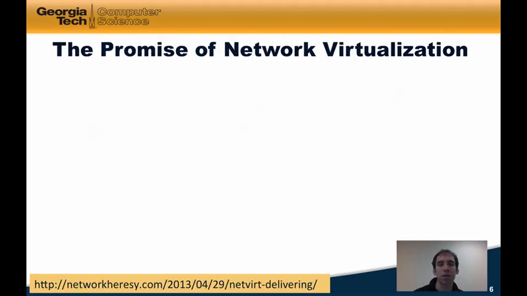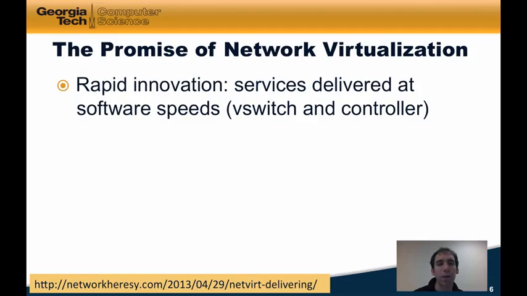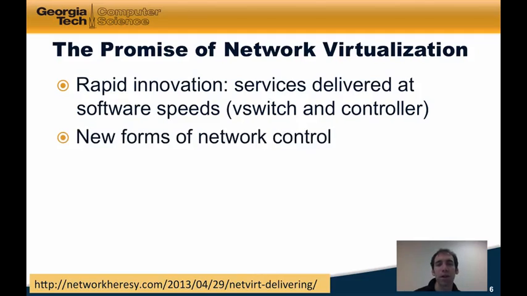So these days, the promise of network virtualization is significant. One particular promise is rapid innovation. Services could be delivered at software speeds. Another is that it makes possible new forms of network control. Since network virtualization makes it possible to instantiate multiple logical networks on top of a single physical network, the ability to deploy and instantiate multiple different kinds of networks makes it possible to explore different kinds of control as well.